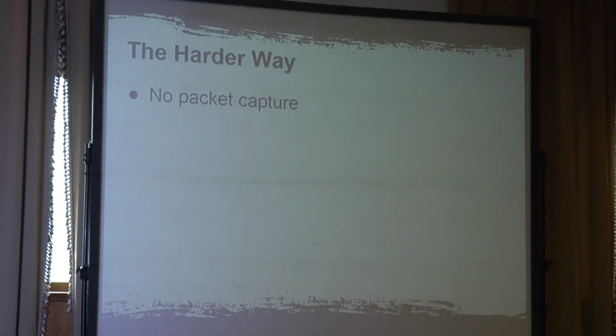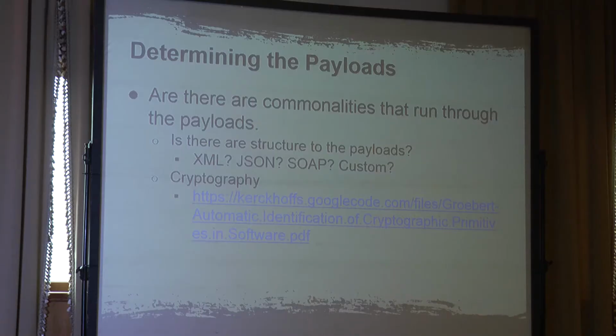The harder way, of course, is when you don't have a packet capture. One of the things you can do, just kind of some guesswork here, is are there any commonalities that you can start to see? You know, is the payload normally XML, JSON, SOAP, or is there crypto being used? If you get a copy of the slides, this link is probably one of the best write-ups on determining what type of crypto is being used from just a binary where you don't have any extra debugging information, you don't have anything to really help you, just detecting what algorithm's being used.